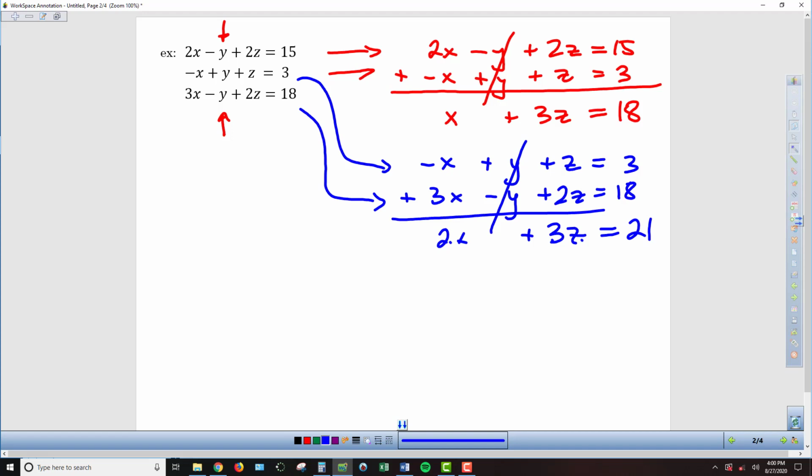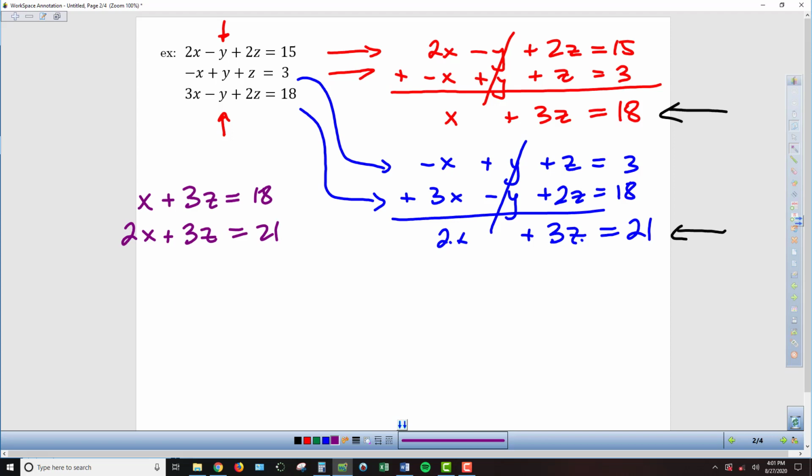And so now I've got these two equations that no longer have y in them. They just have x and z. So I'm going to bring these over here, and I'm going to recopy them stacked above each other. So x plus 3z equals 18, and then 2x plus 3z equals 21. And now I need to look to see how can I get rid of one of these two variables.